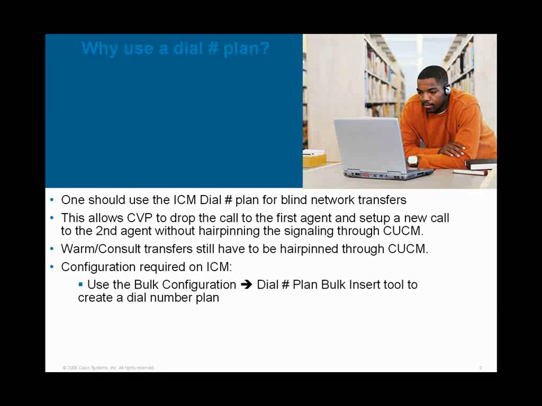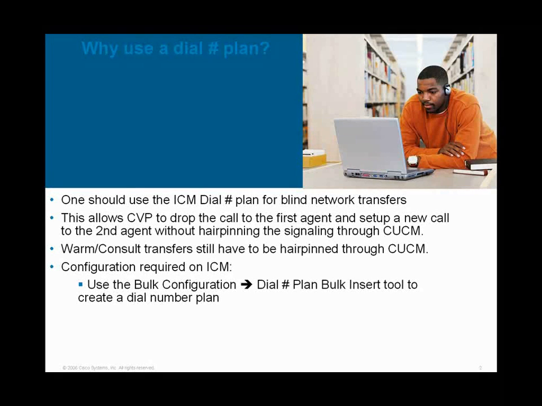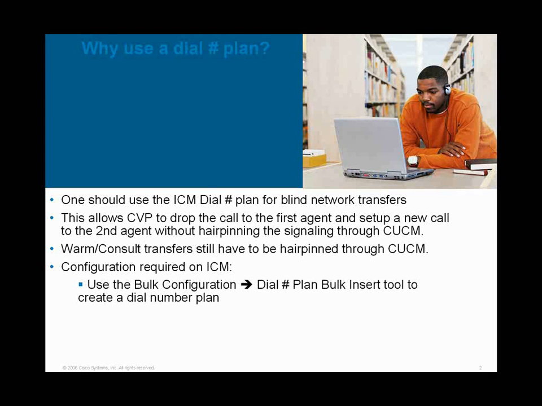Basically, the recommendation is that one should use the ICM dial number plan for blind network transfers. Which means this allows CVP to drop the call to the first agent and set up a new call to the second agent without hairpinning the signaling through the call manager or communications manager.